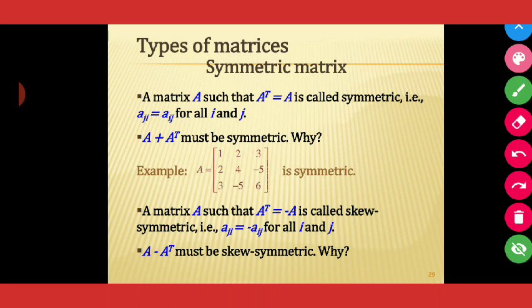Now we move to skew symmetric matrix. In skew symmetric matrix, the transpose of a matrix is equal to the negative of itself. Means if A dash equal to minus A, then the matrix is known as skew symmetric.